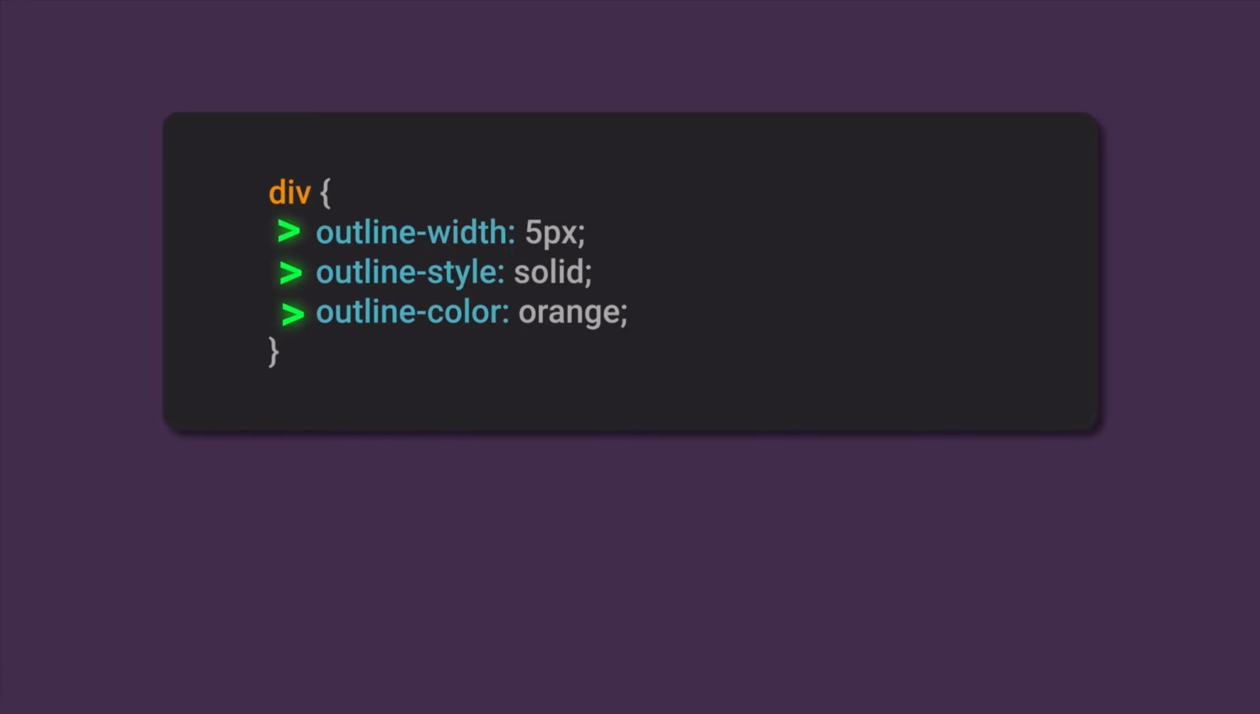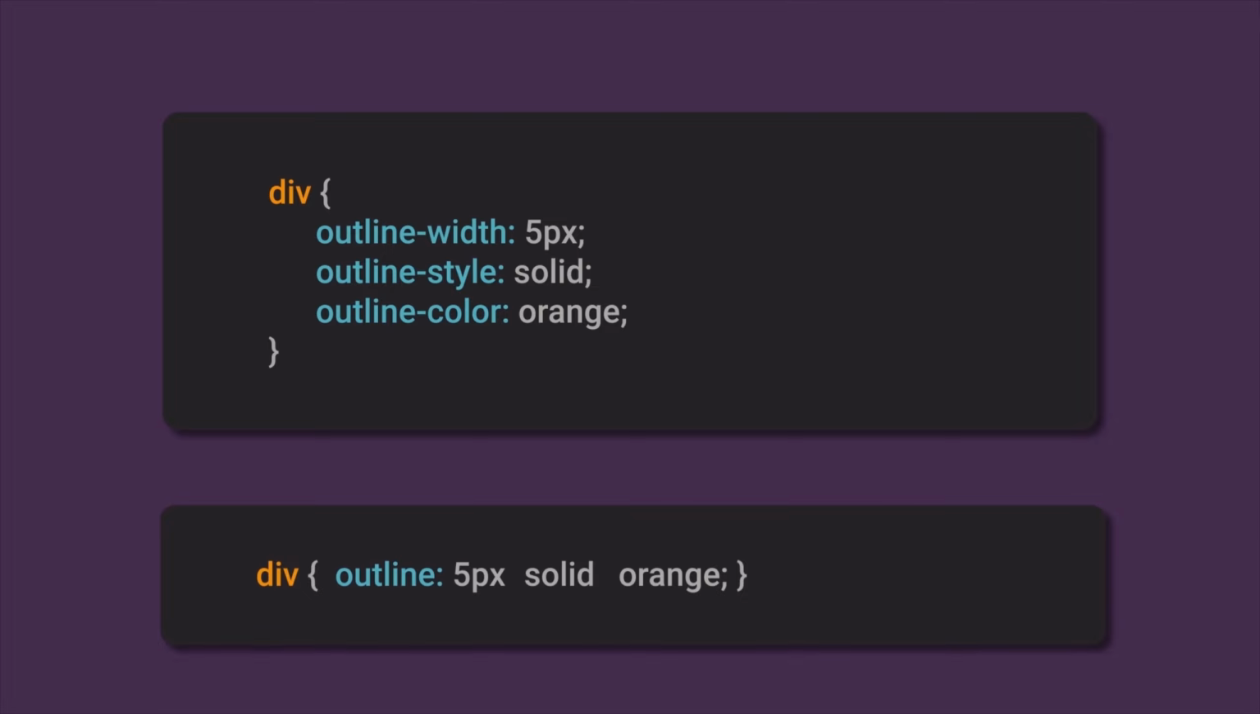But with outline shorthand property, we can even simplify this, and we can define all 3 properties in one line of code. Where first value for outline shorthand property represents outline width, second value represents outline style, and the third value represents outline color.